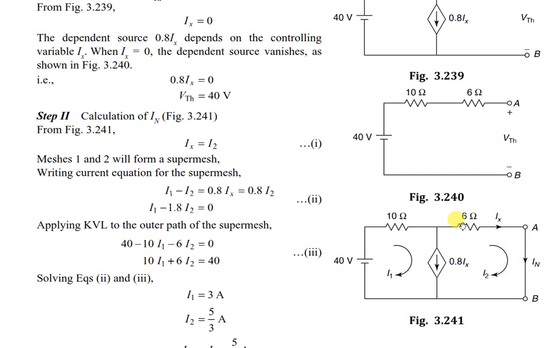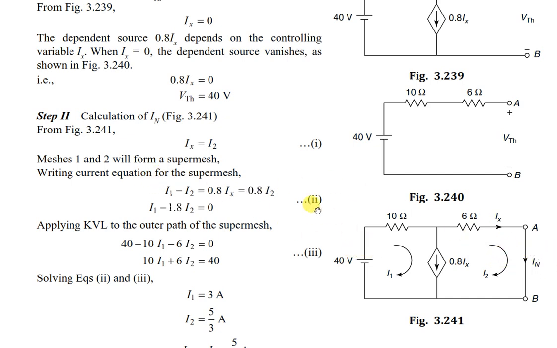Please see here, there is a closed path and some current will flow through this, and there will be a value of 0.8 times this value. Okay, you have to consider this also. Now you can apply mesh analysis or nodal analysis or any suitable method and you can find what is the current in mesh 2.